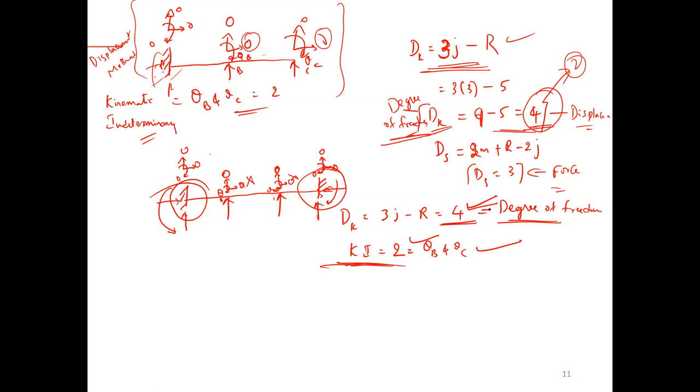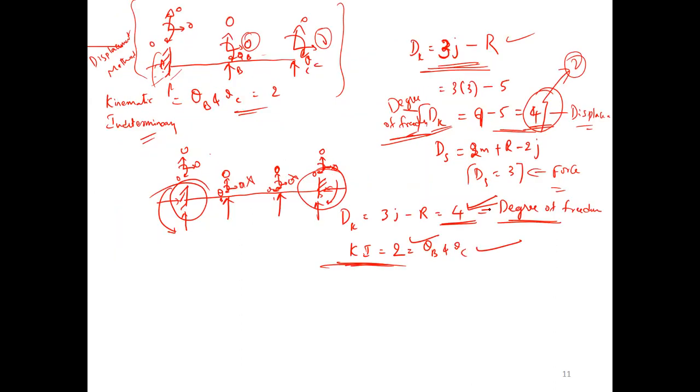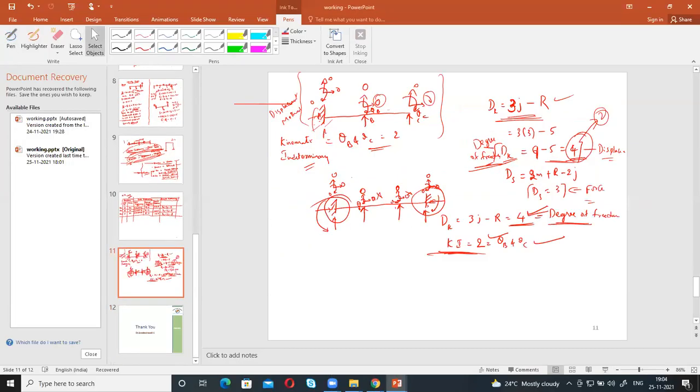Sir, kinematic indeterminacy... Yes. DK is the same, no? DK is nothing but kinematic indeterminacy. See, degree of freedom is nothing but kinematic indeterminacy. But in practical situations, you have to see. Wait, I will show you.